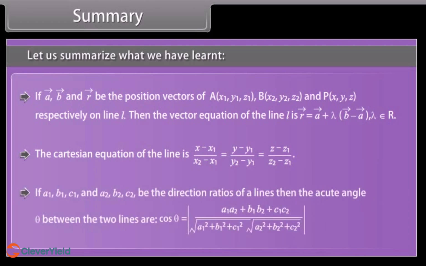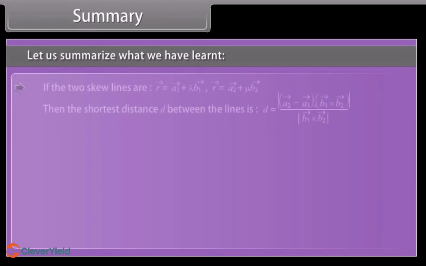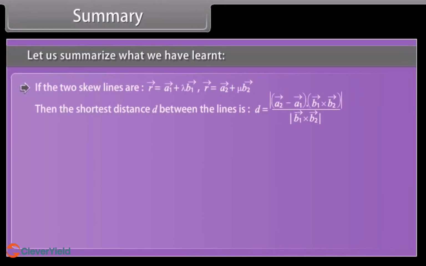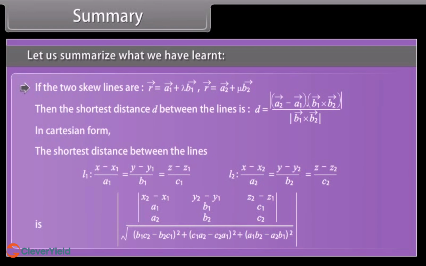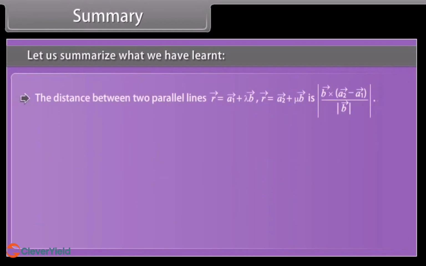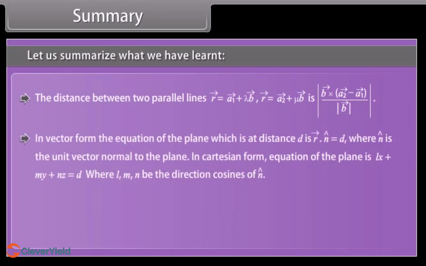If a1, b1, c1 and a2, b2, c2 are the direction ratios of the lines, then the acute angle theta between the two lines is given by the following. If the two lines are skew, then the shortest distance d between the lines is, in Cartesian form, the following. The distance between two parallel lines is the following. In vector form, the equation of the plane which is at distance d is given by the following, where n cap is the unit vector normal to the plane.